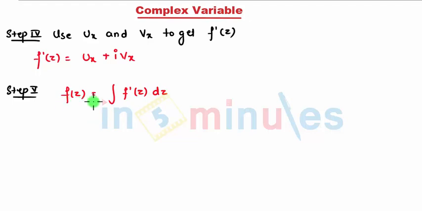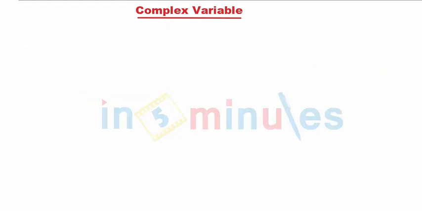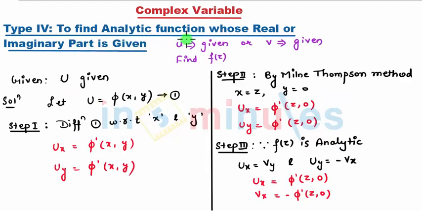Understand students, by getting f of z and again following the same step, that is either putting z equal to x plus iy or substituting z equal to r e raised to i theta, you can find u and v. Once you find f of z, you'll definitely be finding u and v, because here we don't only need to find the analytic function, but also we need to find the other part. That means if u is given, obviously we need to find v.